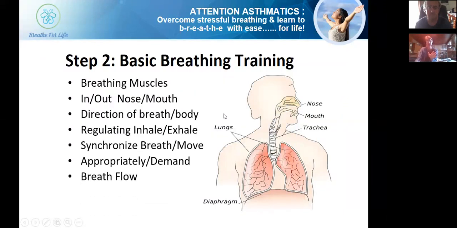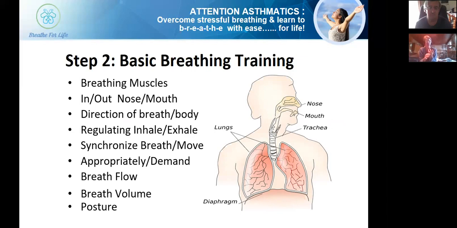All right, so I'm just going to give you an overview in this next training section, and you won't grasp everything, but even if you grasp a small percentage of it, you're still going to get some improvement. So here's an overview of what you need in order to improve your breathing.